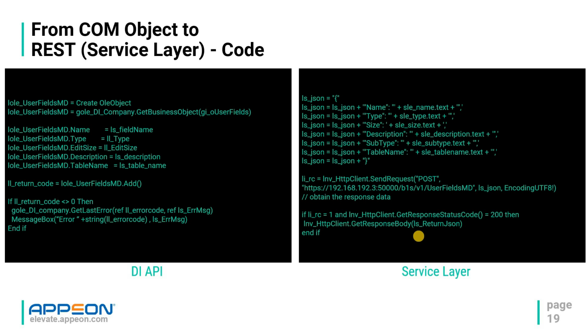With service layer, we have just to build the JSON string and run a post after, of course, the login. With the login, we have a session ID, and we have to set this session ID in the header for every request on the HTTP client. If the response is 200, okay, we know everything is good.